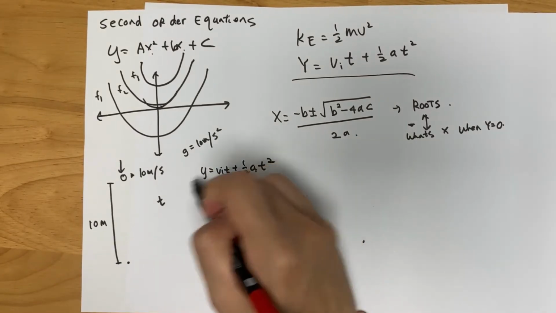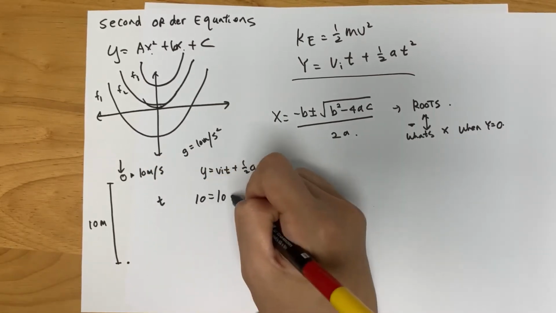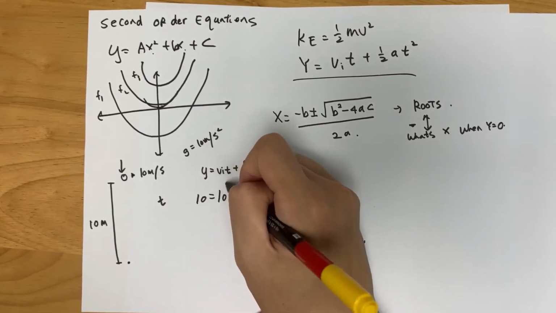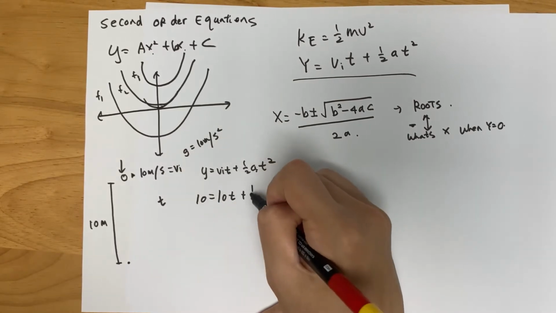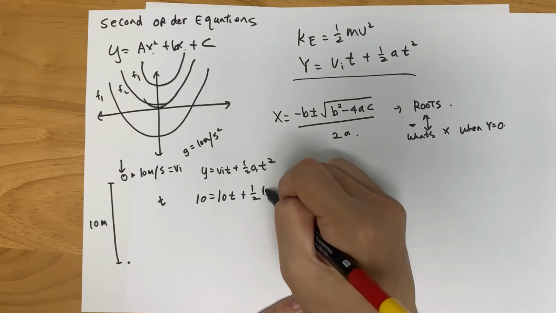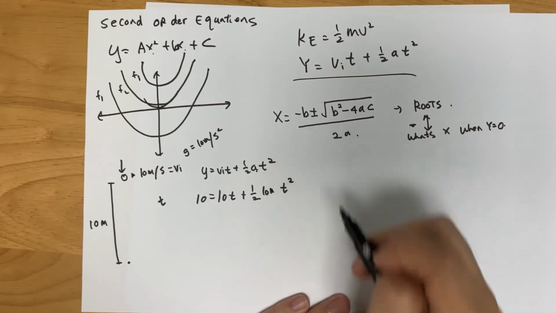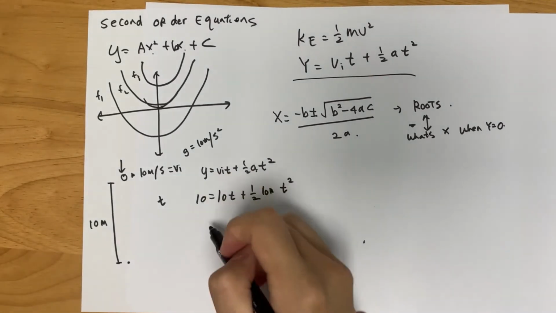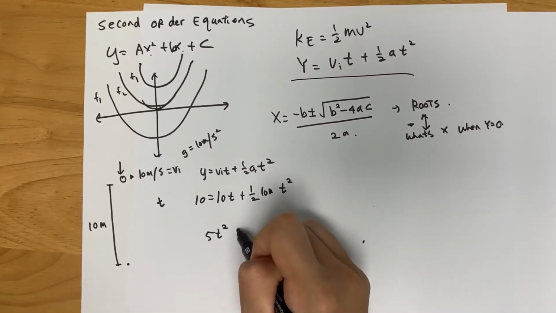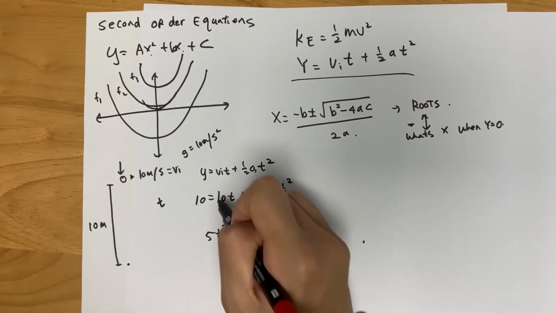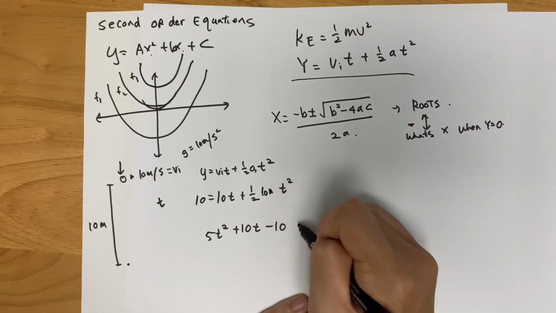So how can I do this? You know that y, the change of distance, is 10, and vi is 10, t, right? You plug it in: vi times t, plus 1 over 2, a is 10 meters per second squared. I'm going to ignore this notation for now, t squared. Then we know that 5t squared plus 10t, and then I'm going to subtract 10 from both sides, minus 10 is equal to 0.